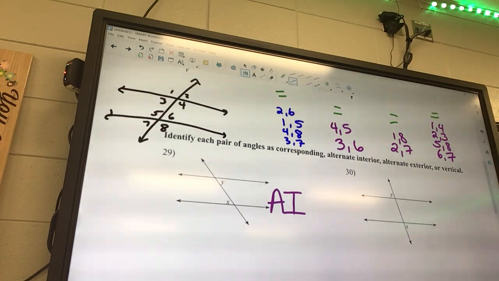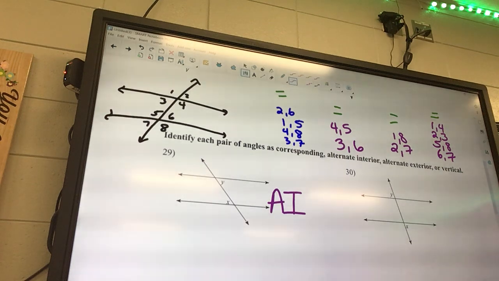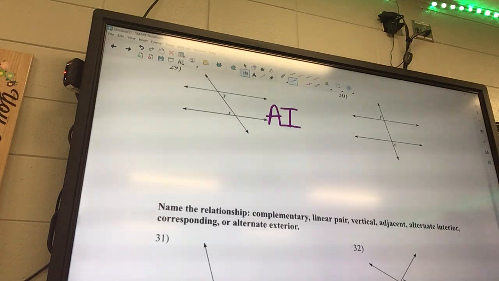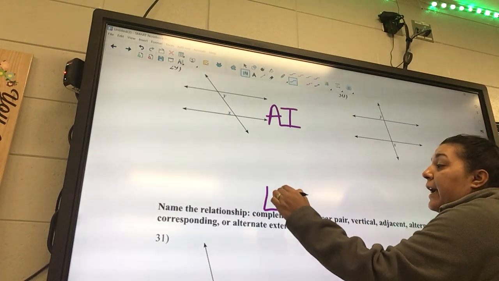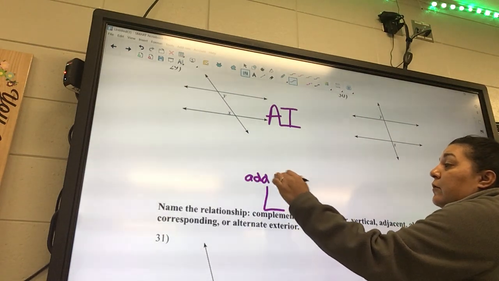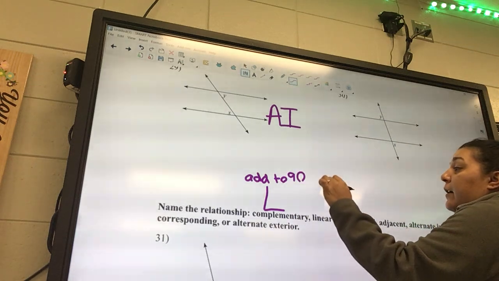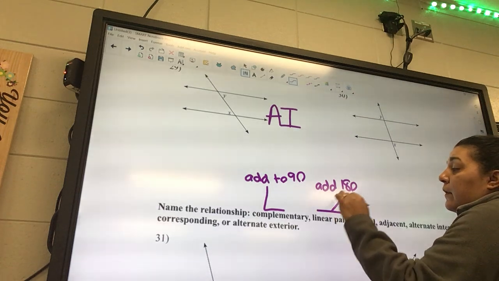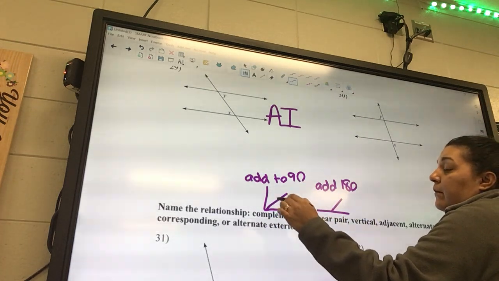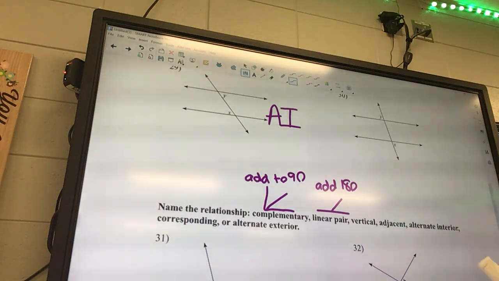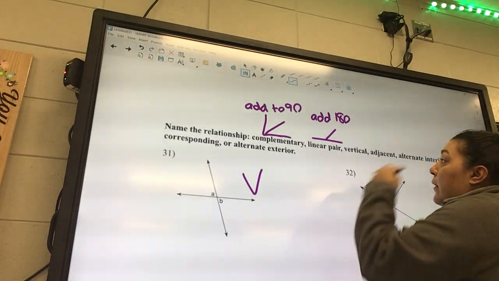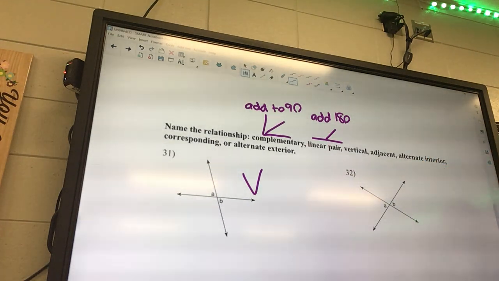Okay, 31. Name the relationship. Okay, and I do got to put a little extra note in here. Complementary is going to add to 90 degrees. Linear pair adds to 180 degrees. All the other ones are the same. Okay, so 31. What kind of angles are those? Vertical. Okay, they're across from each other. Adjacent is right next to each other.